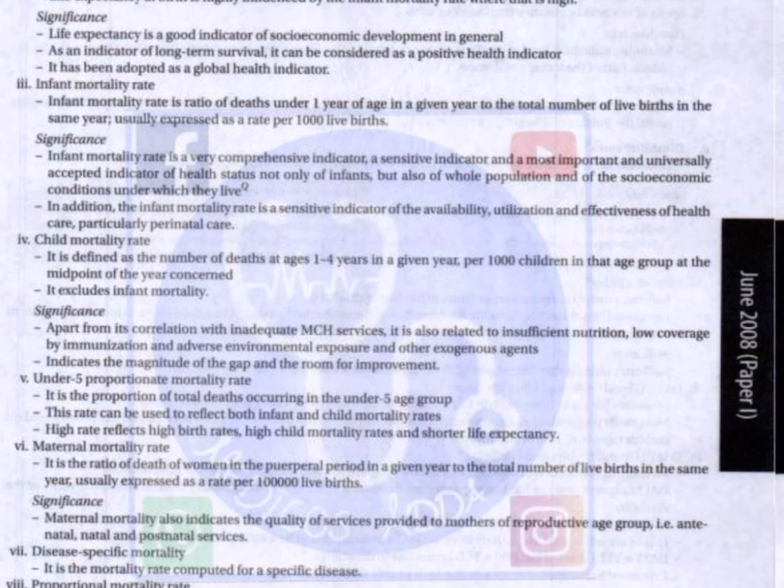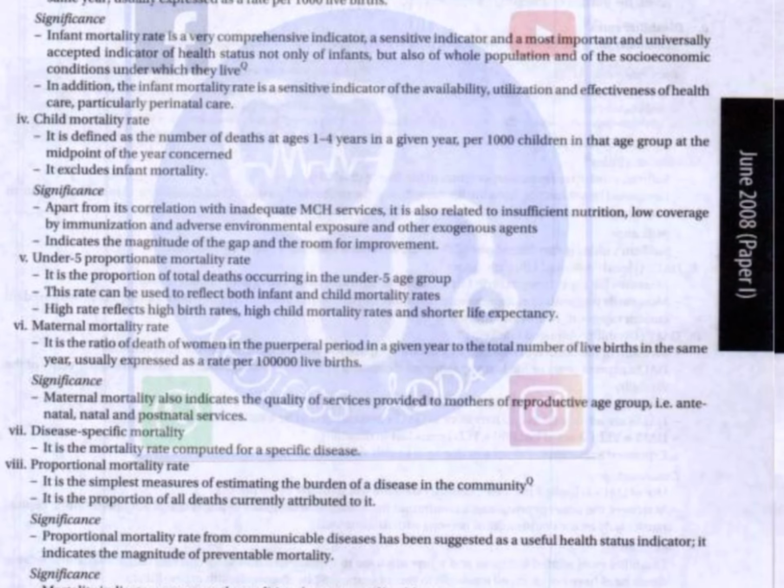Under 5 proportionate mortality rate. It is the proportion of total deaths occurring in the under 5 age group. This rate can be used to reflect both infant and child mortality rates. A high rate reflects high birth rates, high child mortality rates and shorter life expectancy.